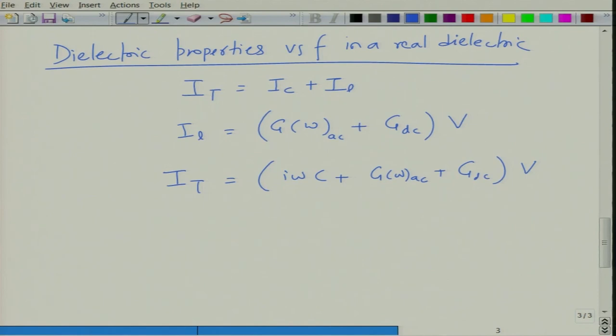When your applied field is DC, that is omega is equal to 0, in that case I T is basically equal to I loss, and this is essentially G DC into V. So what we are going to see is that the DC contribution from the leakage current is the current that we will observe. When you make DC measurements on a dielectric, you are basically looking at the ohmic losses in the system, which are frequency independent. And this G DC is nothing but 1 over R, which is 1 over the ohmic resistance of the system.